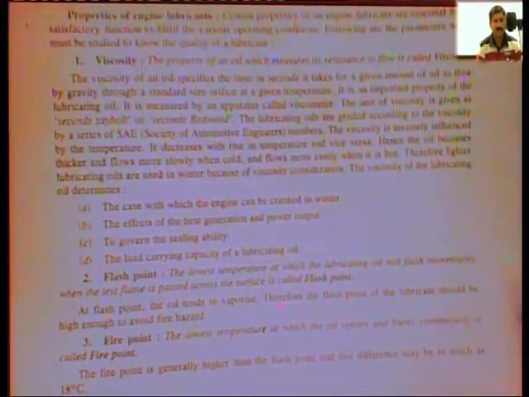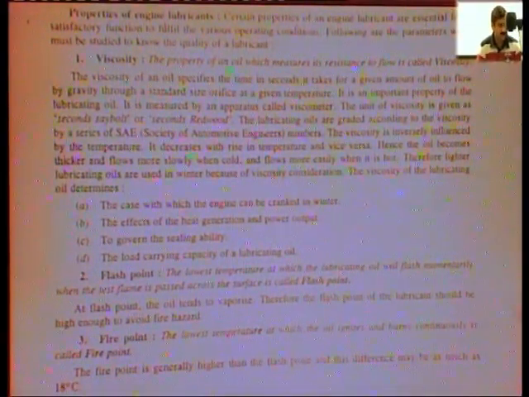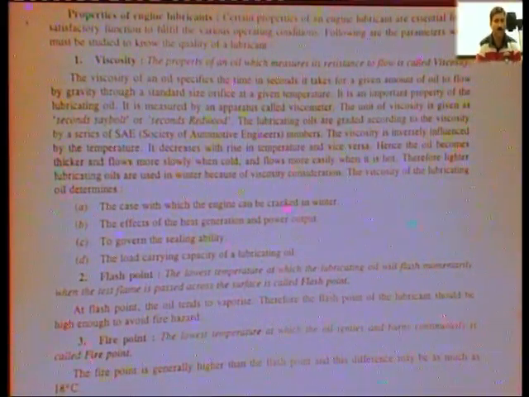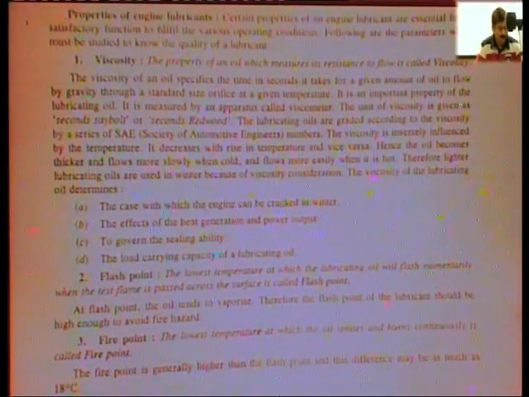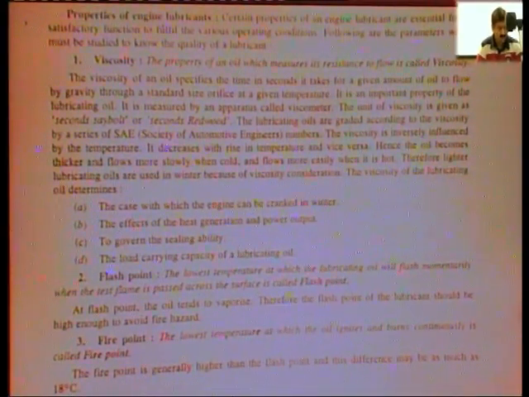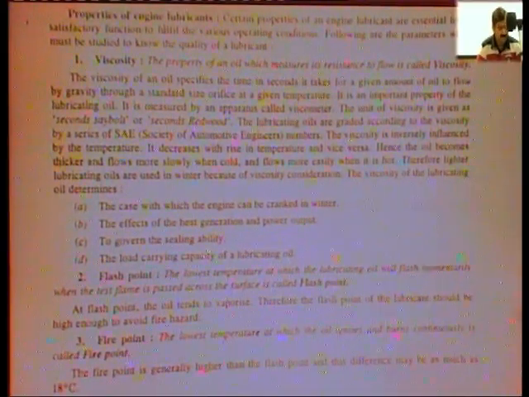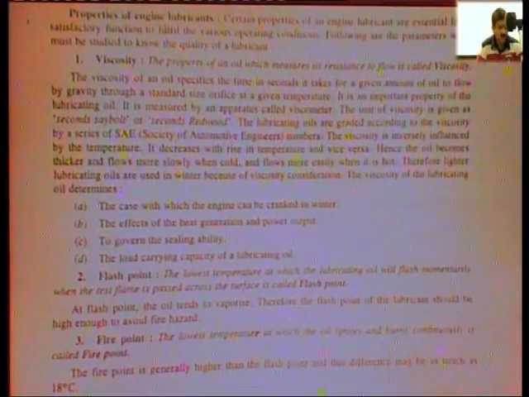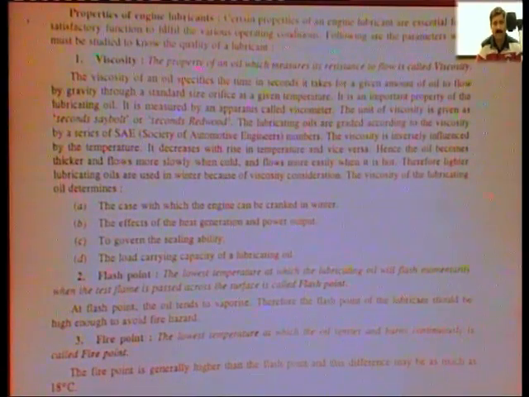Now, we will look at some of the properties of the lubricant which they should possess. First is the viscosity. Viscosity is the property of oil which measures its resistance to flow, and this is inversely proportional to the temperature. As the temperature rises, the viscosity of oil reduces. So, a lubricant should provide an optimum viscosity at higher temperature.